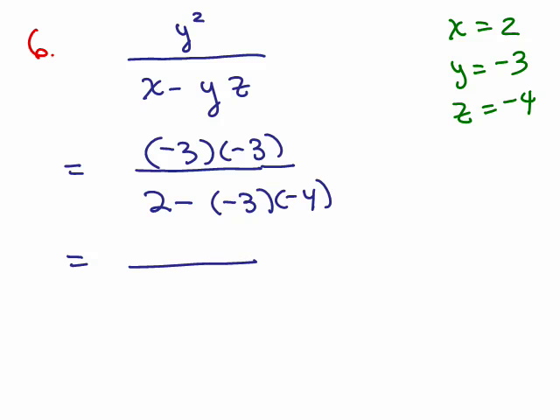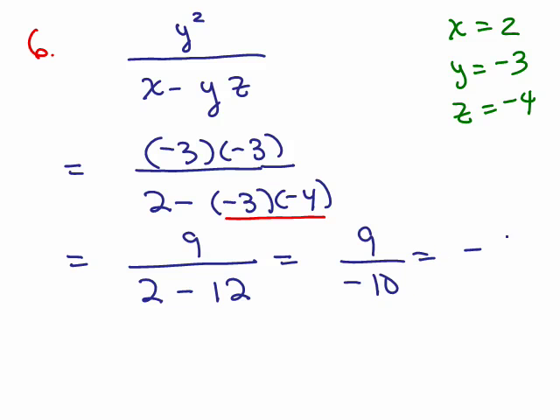So in the numerator, all there is the multiplication. In the denominator, we've got to do this multiplication here first, 2 minus 12. And that gives us negative 10 in the bottom. Don't leave a negative in the denominator. Positive divided by negative is negative 9/10.